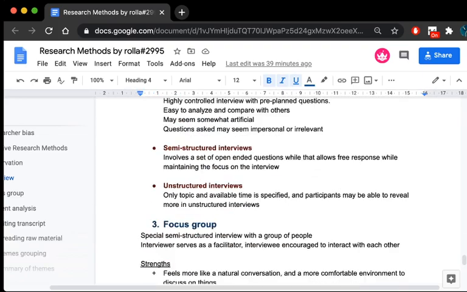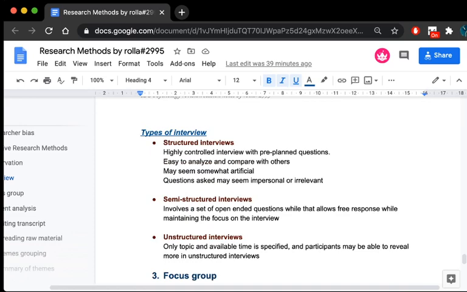Okay, there are 3 types of interviews. There are the structured interviews, where researchers already plan all the questions, so it's easy to analyze and compare the results with others. This may seem a bit artificial since the interview is going to be very stiff and inflexible, and the questions can seem impersonal or irrelevant, because participants might not want to talk about topic X, but then they end up delving into topic X.